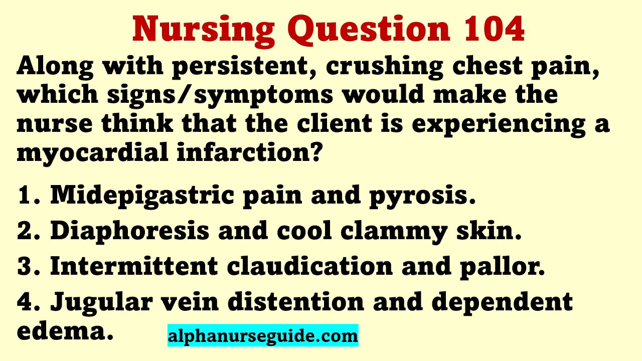Diaphoresis is a systemic reaction to the MI. The body vasoconstricts to shunt blood from the periphery to the trunk of the body. This, in turn, leads to cold, clammy skin. Mid-epigastric pain would support a diagnosis of peptic ulcer disease. Pyrosis is belching. Intermittent claudication is leg pain secondary to decreased oxygen to the muscle, and pallor is paleness of the skin as a result of decreased blood supply. Neither is an early sign of MI. Jugular vein distension and dependent edema are signs and symptoms of congestive heart failure, not of MI.